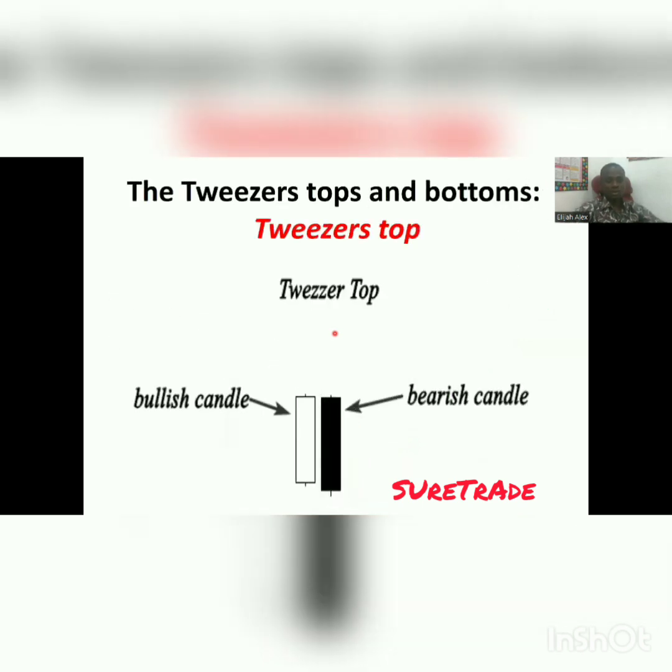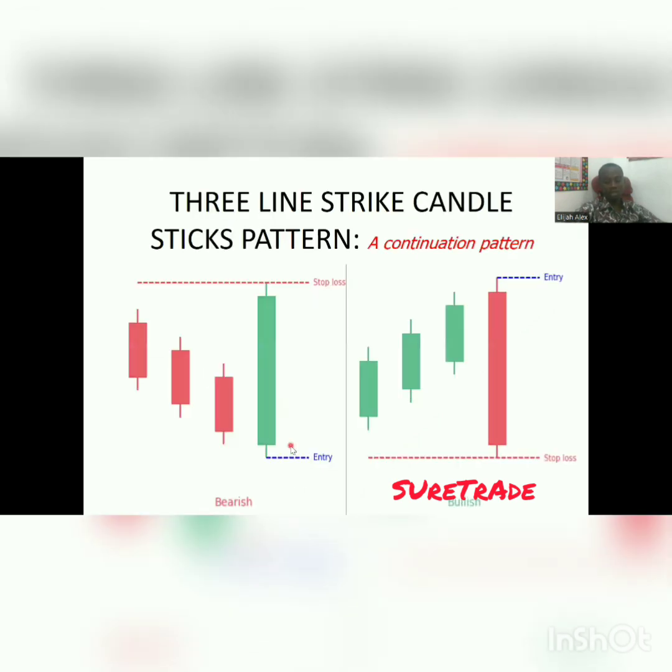This is the tweezer top. It occurs at the resistance level or at the end of an uptrend. So when you see this occur, make sure you open your trade at the end of this candlestick, and then take your profit at the next key level. As you can see, okay, there was not much example there for that, but I'm going to show you in a real life chart.